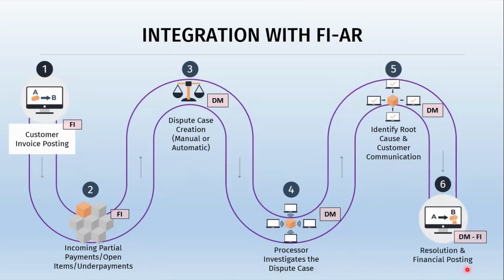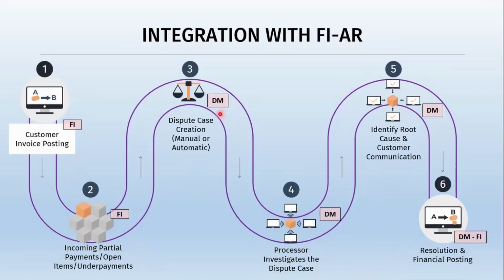Then the final step comes: the resolution and financial posting. So after the financial decision, the system triggers the necessary financial postings such as credit memos, adjustments, or write-offs. If you see, the first step is in the FI module. The second one is also in the FI standard accounts receivable module. Then we move to the dispute management module.